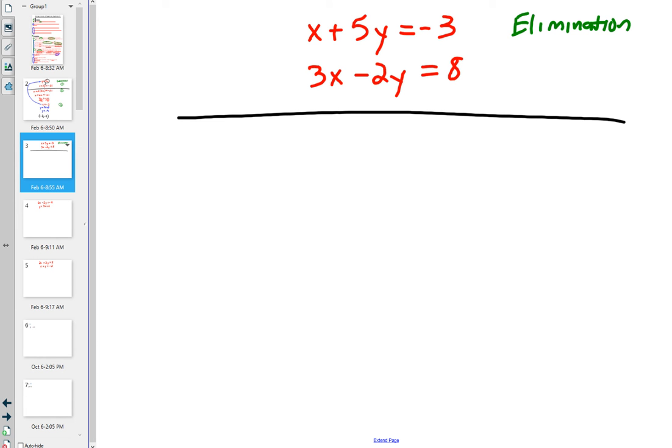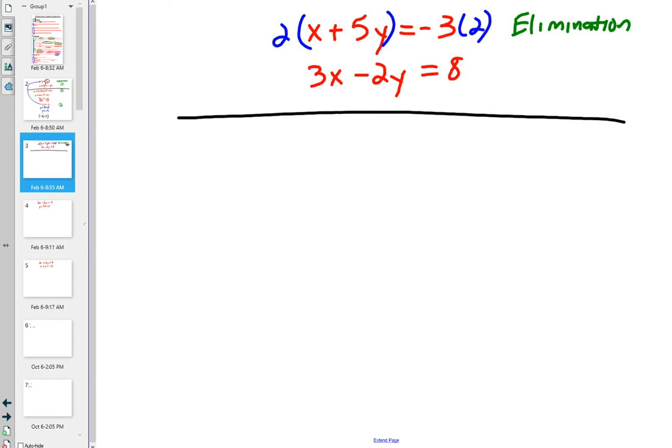Trayshawn, which one, I'll let you pick. Which one do you want to get rid of, x's or y's? You want to get rid of the y's? Okay. So if we choose to get rid of the y's, what number did we say was going to be the LCM? 10. So 5 times what gives you 10? 2. So everything on top needs to get multiplied by 2.